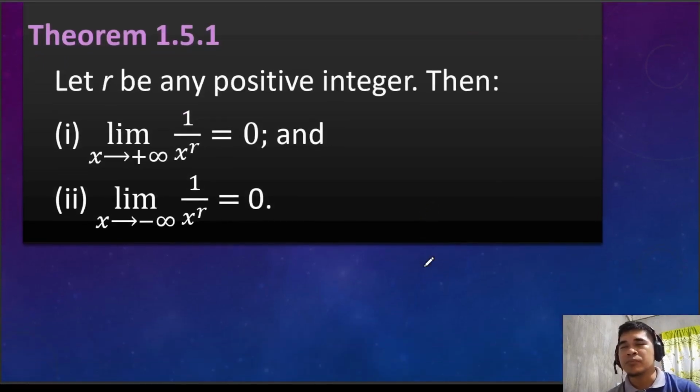Okay, so let's have theorem 1.5.1. Let R, the exponent, be any, take note, positive integer. So, dapat siya positive, dapat siya integer. Ang atong R, which happens to be the exponent. Limit of 1 over x to the power of R as x approaches positive infinity equals 0. And limit of 1 over x to the power of R as x approaches negative infinity is also 0.